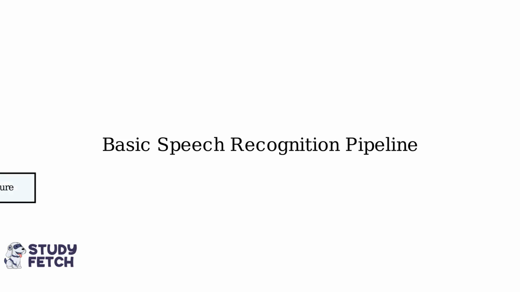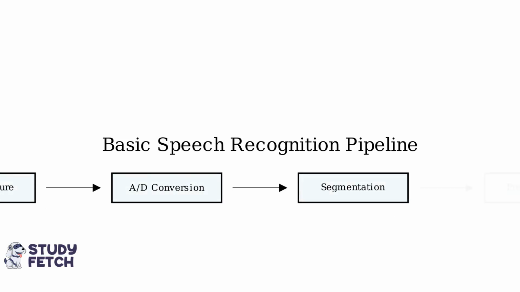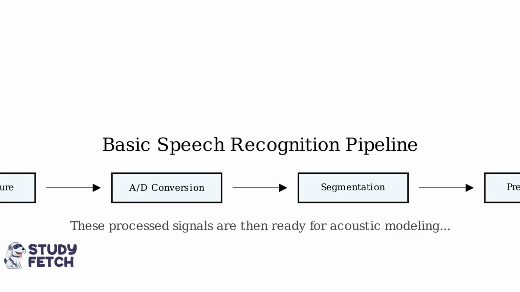To summarize, the basic speech recognition pipeline starts with sound capture, followed by analog to digital conversion, segmentation, and pre-processing. Once these basic processing steps are complete, the signals are ready for more advanced analysis, like acoustic modeling.